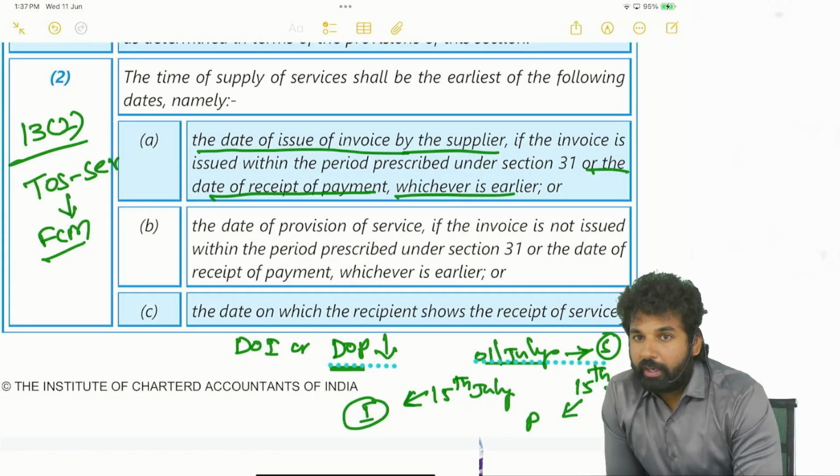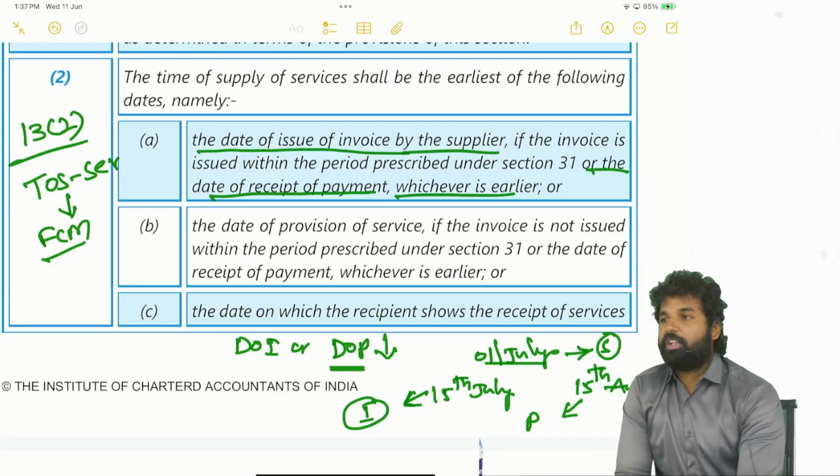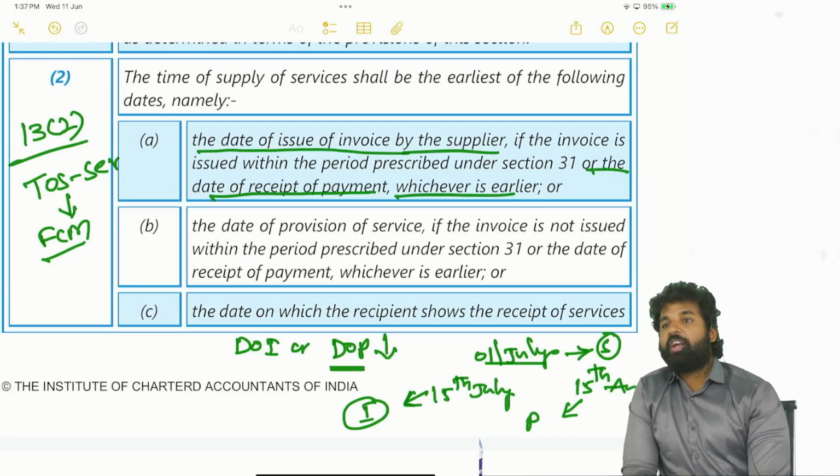Provided the invoice is issued within the time as per Section 31. Within the time, how are you telling? Within 30 days they have issued. The date of provision of service is 1st July, and on 15th July they have issued the invoice, which is within 30 days. So in such cases, when the invoice is issued on time as per Section 31, the date of invoice or date of payment, whichever is earlier, will be the time of supply.